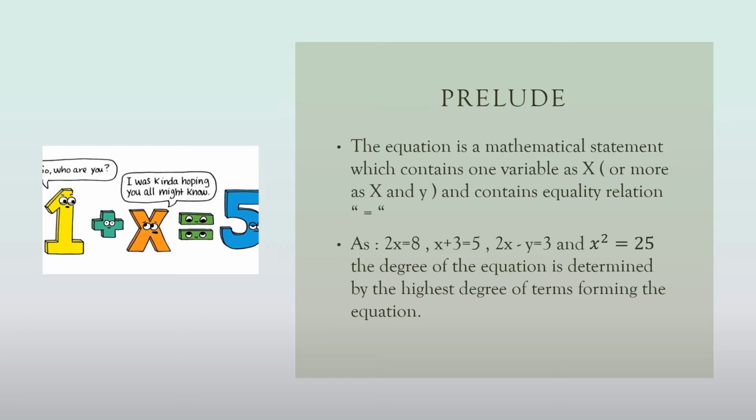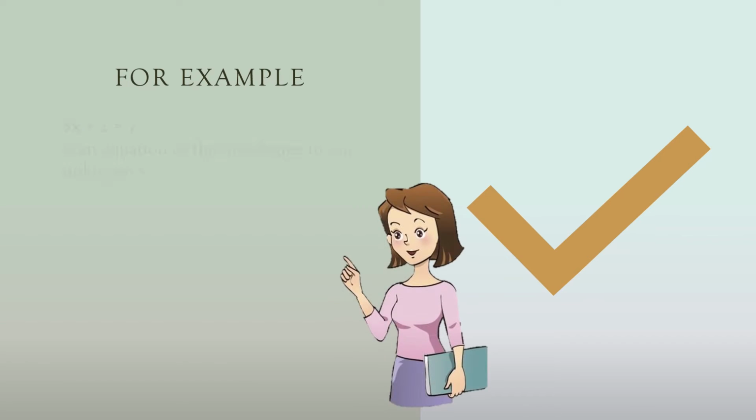The degree of the equation is determined by the highest degree of terms forming the equation. For example, 5x plus 2 equals 7 is an equation of the first degree in one unknown x.